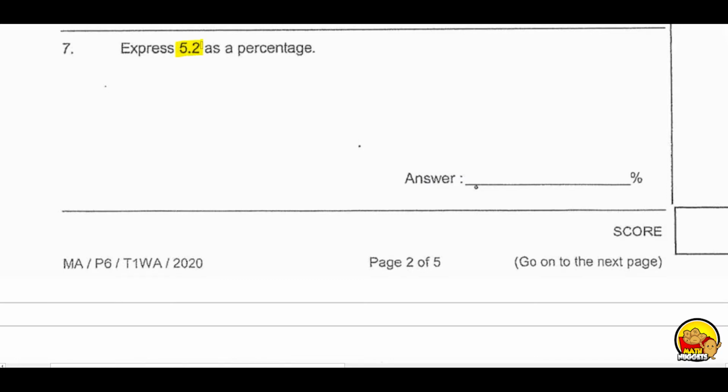Question 7, express 5.2 as a percentage. Whenever they ask us to express either a decimal or a fraction as a percentage, you simply just need to take that number or that fraction and you multiply by 100. So if we do so, this is 520%.